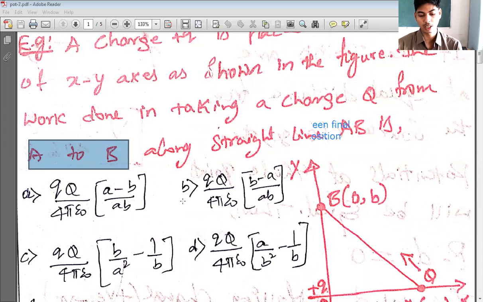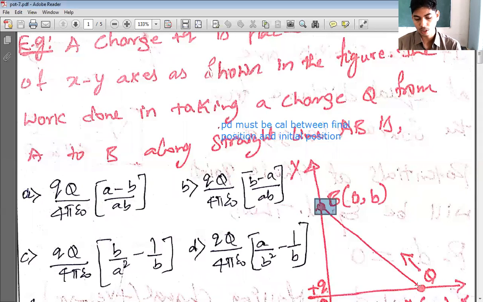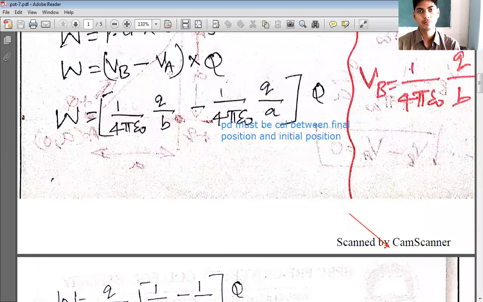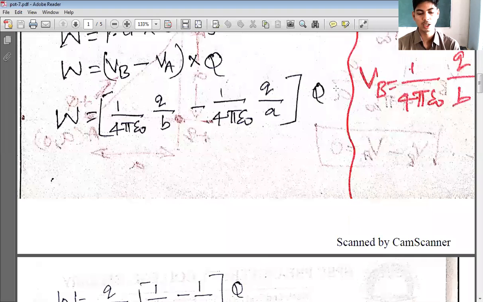You would have to do VA minus VB. If you are asked to calculate work done in carrying charge from B to A, if the charge had to be moved from B to A, you would be calculating potential difference as VA minus VB. Final potential minus initial potential. Whenever you calculate potential difference, you should always do final potential minus initial potential. Am I clear with this point? Why I have taken VB minus VA is clear.